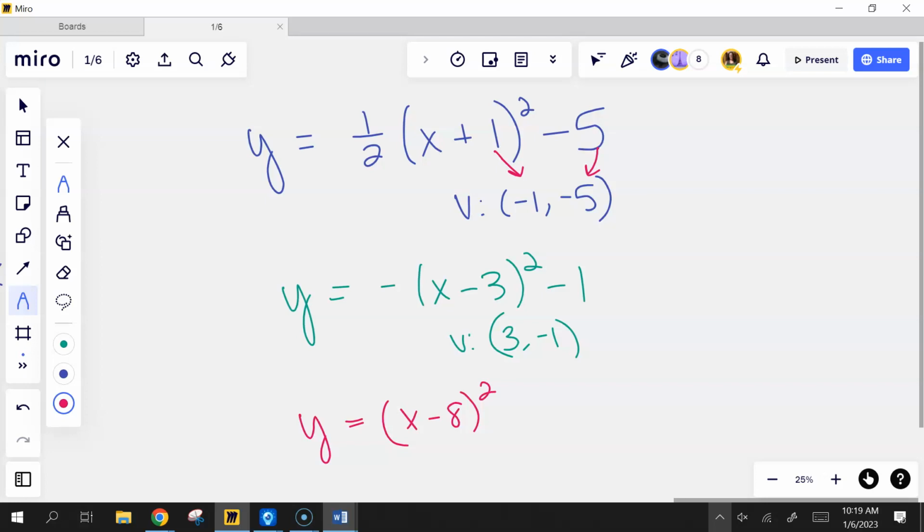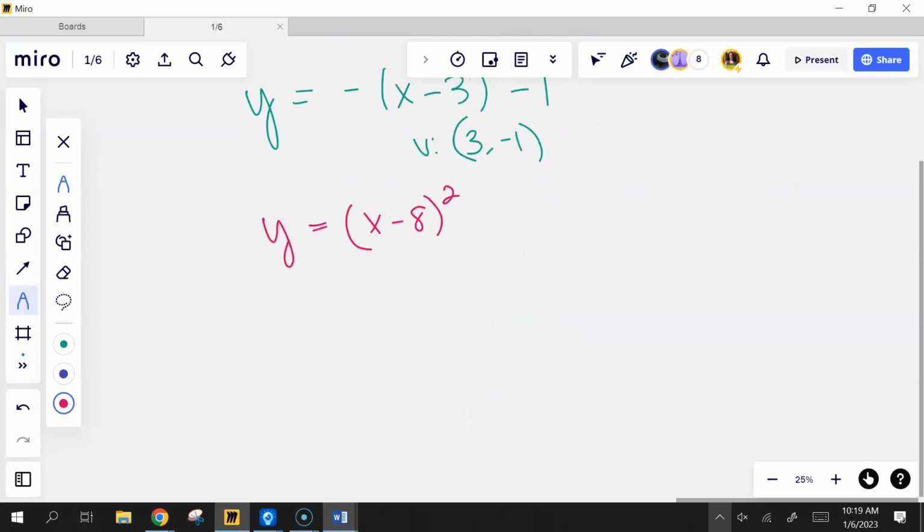Up or down? Skinny, wide, or average? Okay. 8-0. Why is it 0? There's nothing there. Y'all okay?